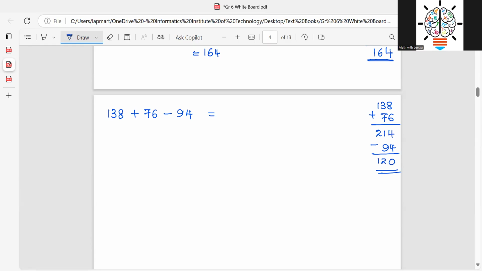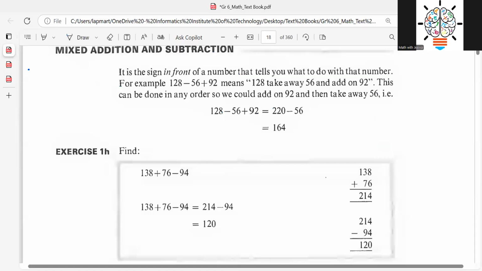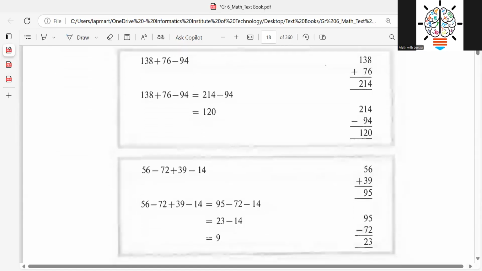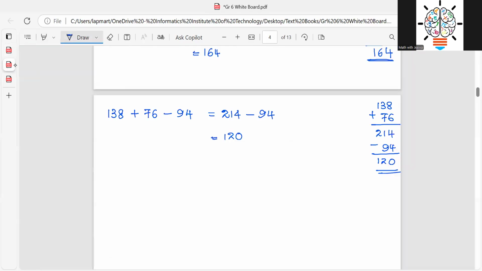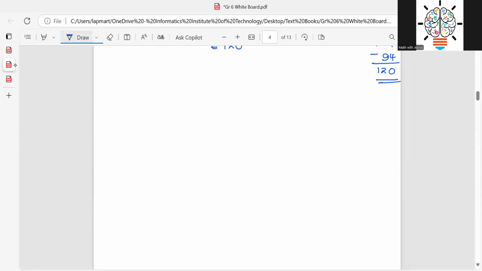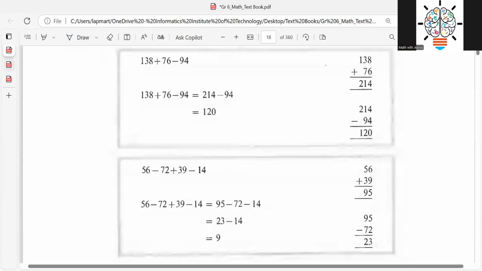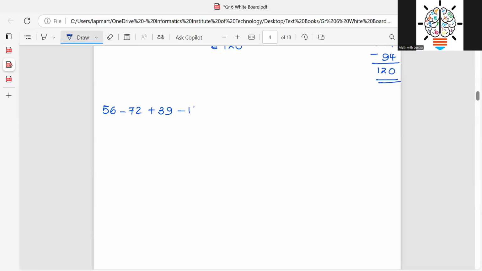Therefore, here I write the answer 214 minus 94. And then the final answer you write 120. Right? We'll see another example that here we have 56 minus 72 plus 39 minus 40.